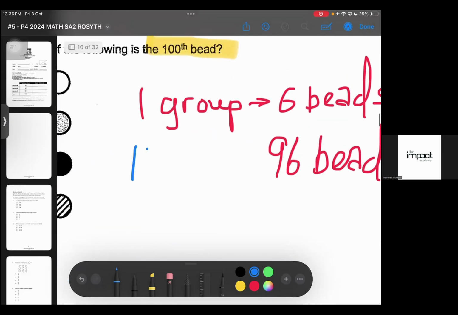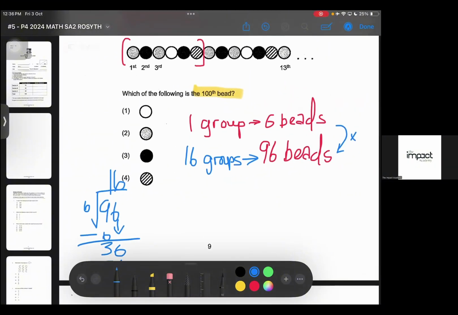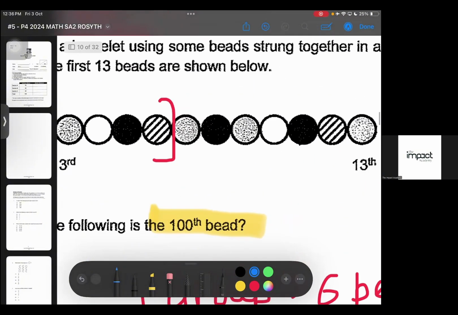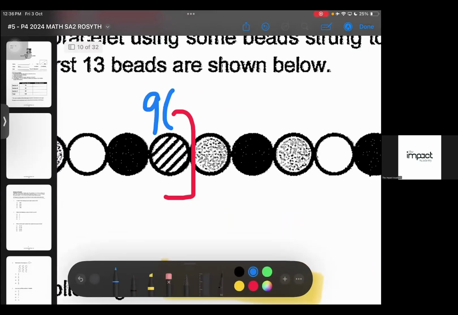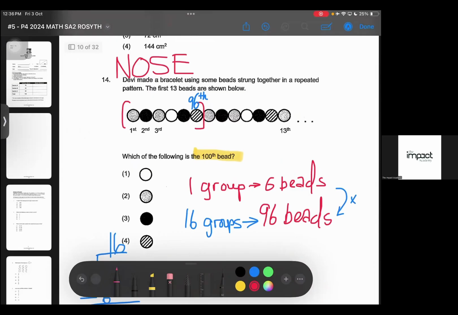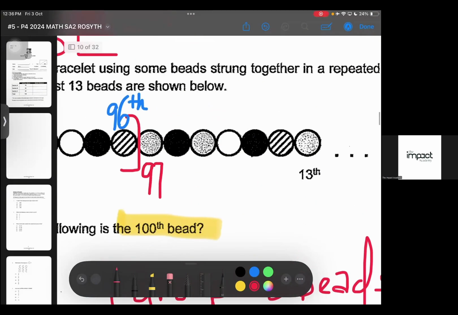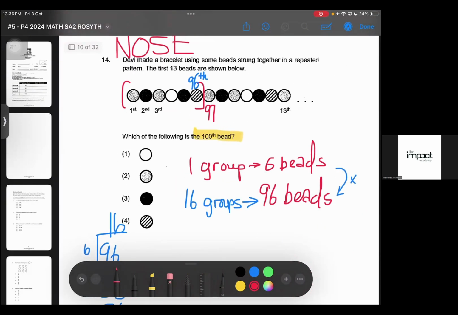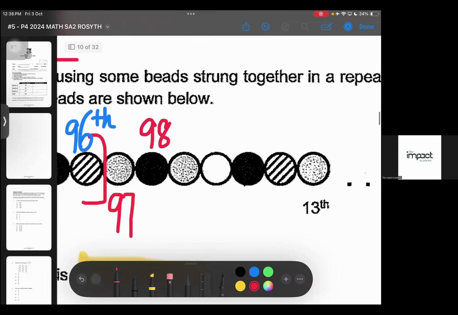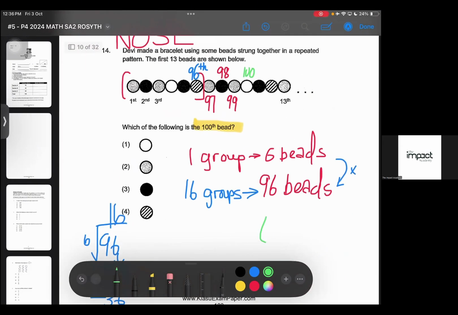All right, so that means there are 16 groups. But is this enough? No. Not enough, right? Why? We need to add 4. So how do we add 4? You see, where's the 96? Let's say if I were to come here, this is your 96. Then 97, 98, 99, and then we have the last one, 100. Agree or disagree? Okay, very good. So therefore, over here you can see that your answer for this question is number 1.